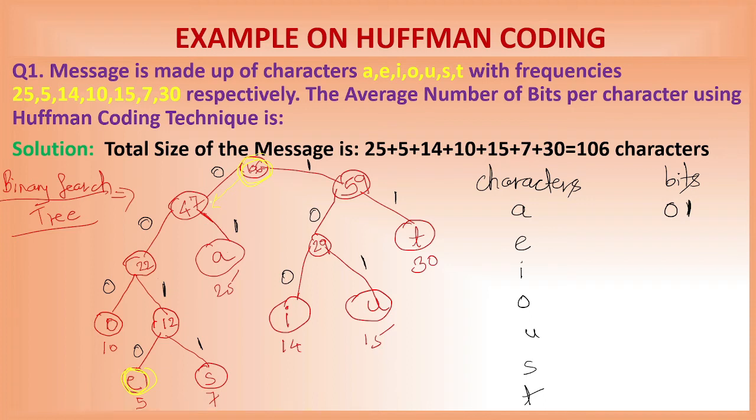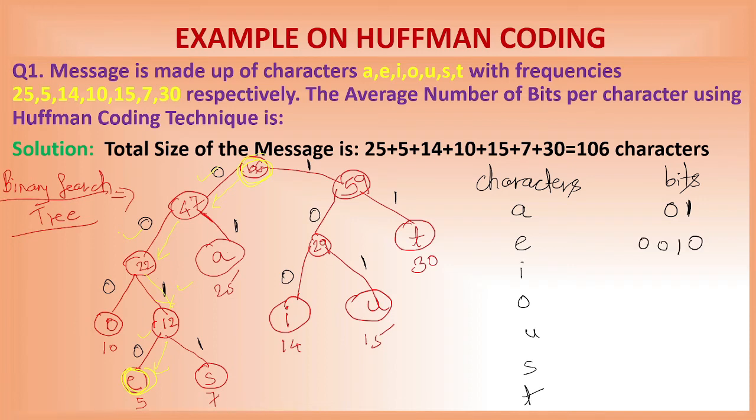So the first edge is this and it has 0, so we have to consider that 0. Then the next edge is this, which is also having label 0, so we consider that also. The next edge is this and it has 1 as the label. The last edge is this and it has 0 as the label. 0, 0, 1, 0 are the bits assigned to letter E.